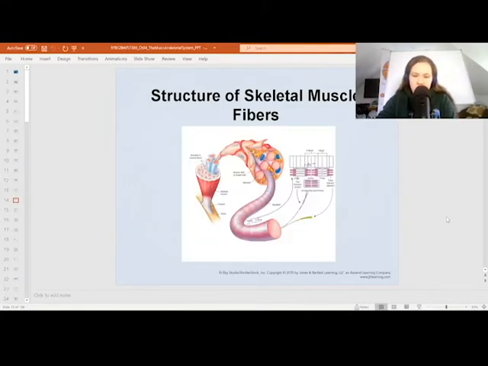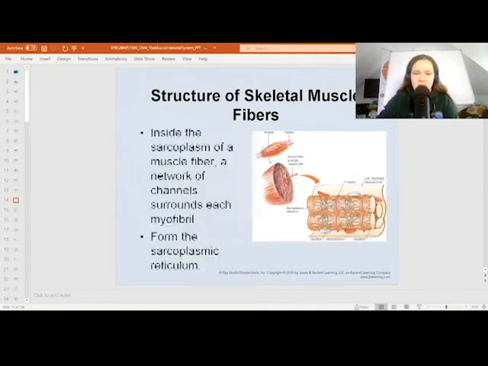Here's a little cool diagram of how this sort of goes. We've got the skeletal muscle right here, bundles of muscle fibers, the muscle fiber as a single cell, the myofibril right here, the I band, A band, and right here we can actually see a thin filament, the actin. It's sort of a breakdown of what's inside.